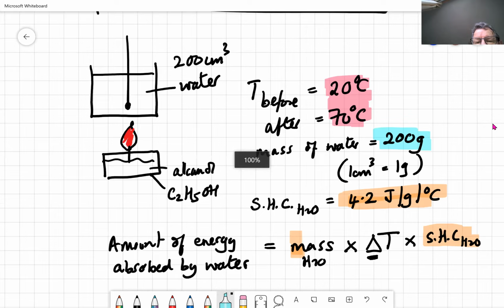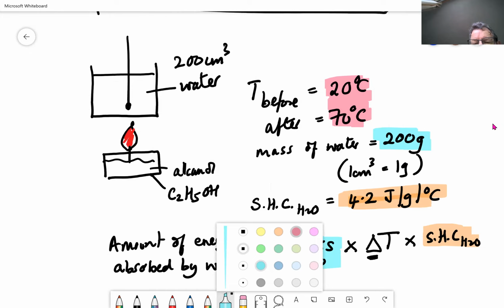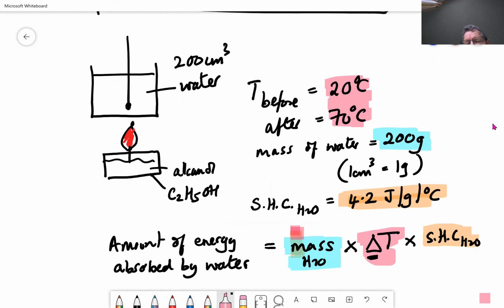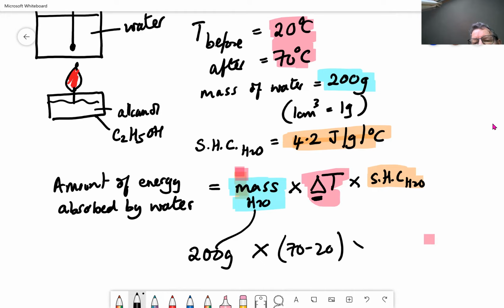The mass of the water is here, and the change in the temperature is found from the information. My pen is having a little bit of a moment. To find the amount of energy absorbed by the water, the mass of water is 200 grams. I multiply that by the change in temperature, 70 minus 20, that's 50, times 4.2. This will give me the answer in joules. Not kilojoules, joules. And that is very important.